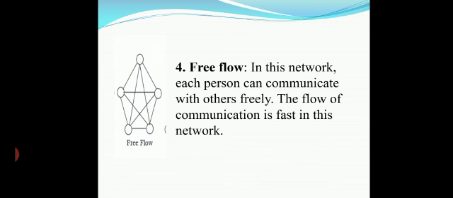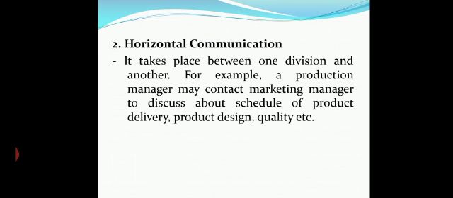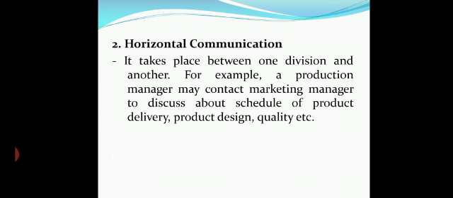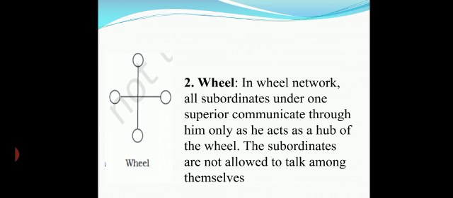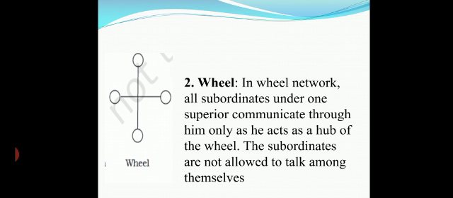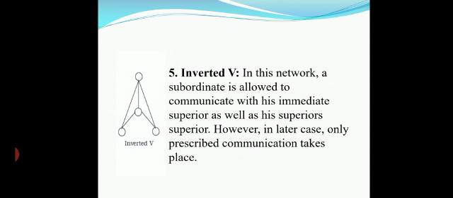So these are 5 types of communication networks followed under formal communication, and communication can be vertical or horizontal, and whatever 5 charts we have seen, we call them networks of communication. So first one is single chain, second one is wheel, third one is circular, fourth one is free flow, and fifth one is inverted V.